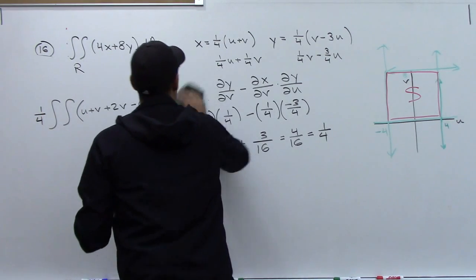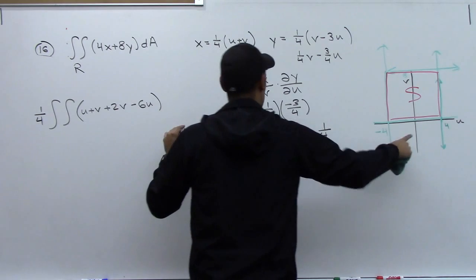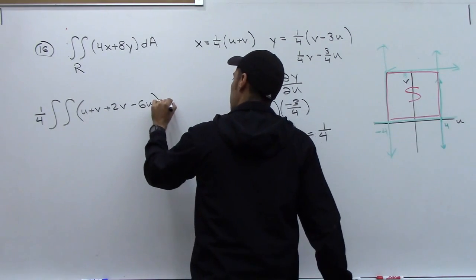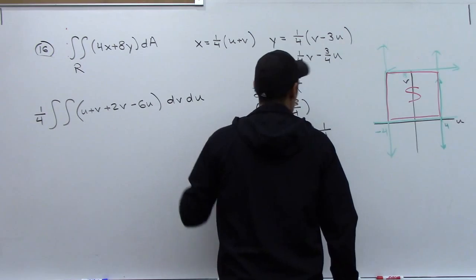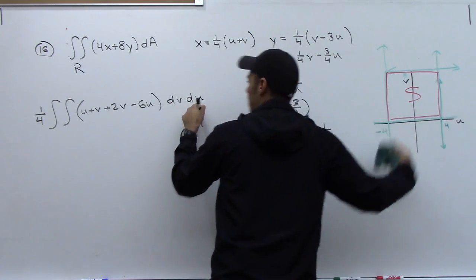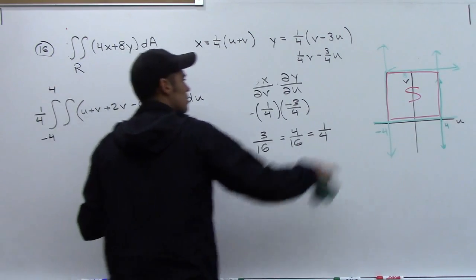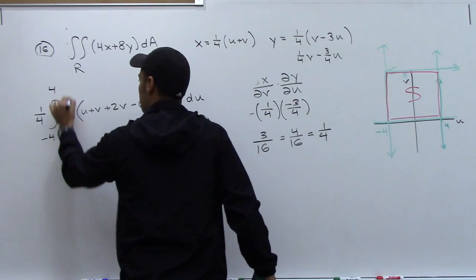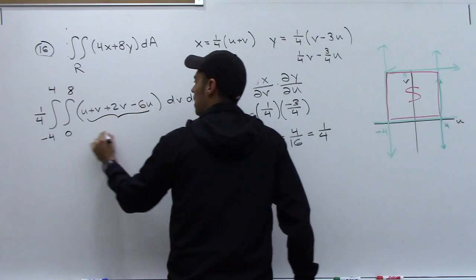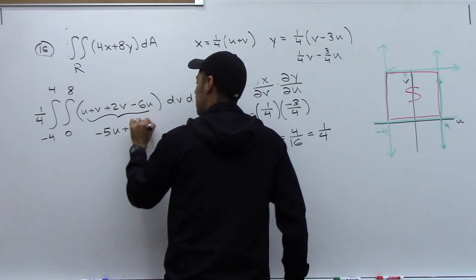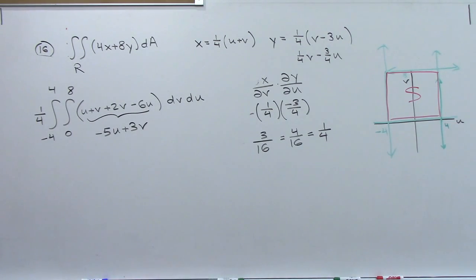I can do that. And then I need my 2 variables. And since it's a rectangle, it doesn't matter which way I go here. I'll do dv du. My restrictions on u are -4 to 4. My restrictions on v are going to be 0 to 8. I can clean this up and make that -5u plus 3v. And at that point, you should be ready to go. I won't do the rest, but you would get an answer here if you work this out of 192.